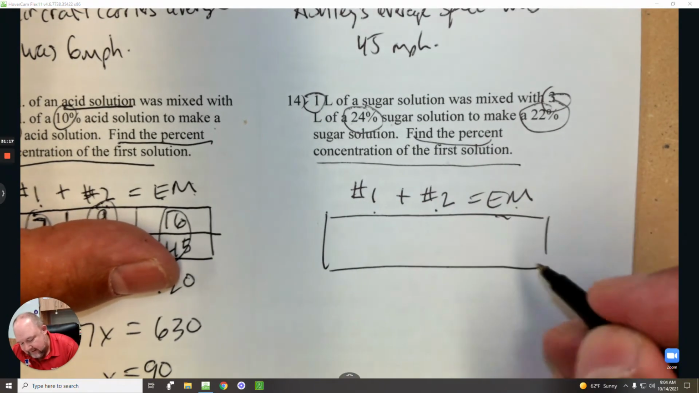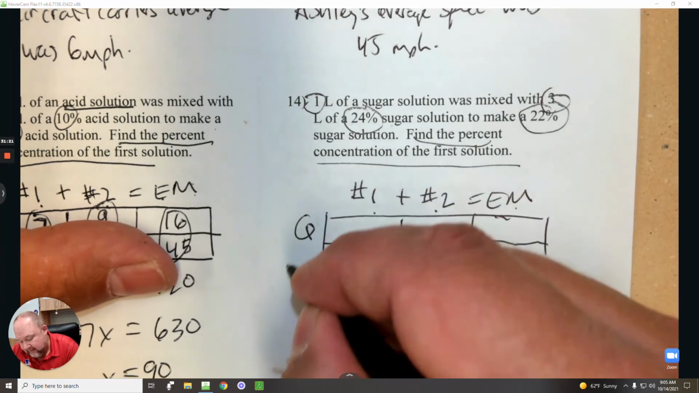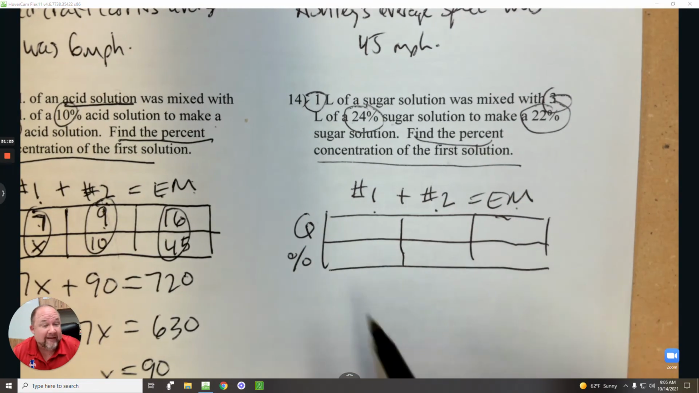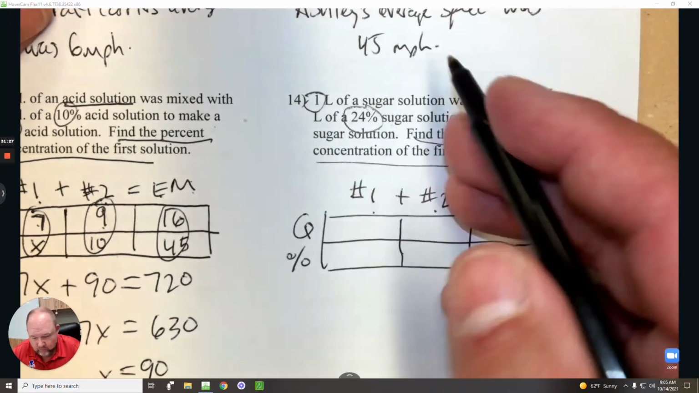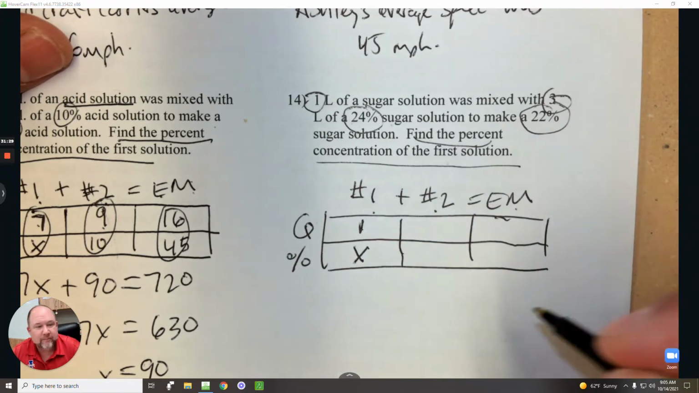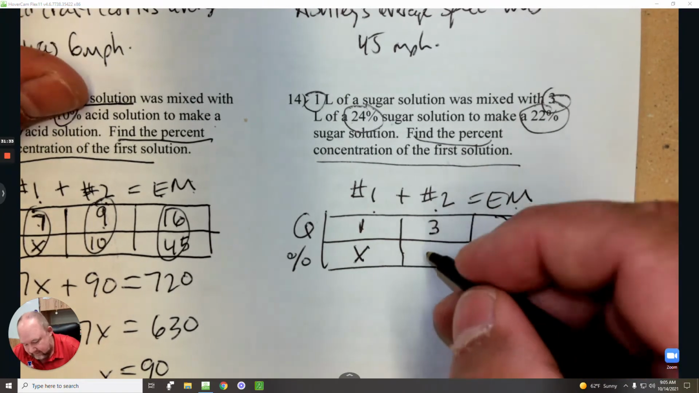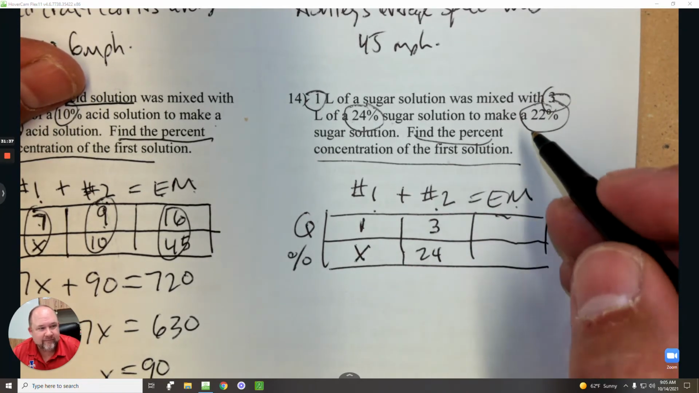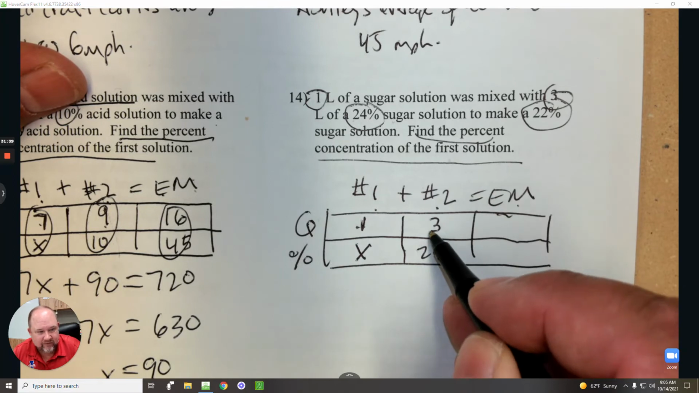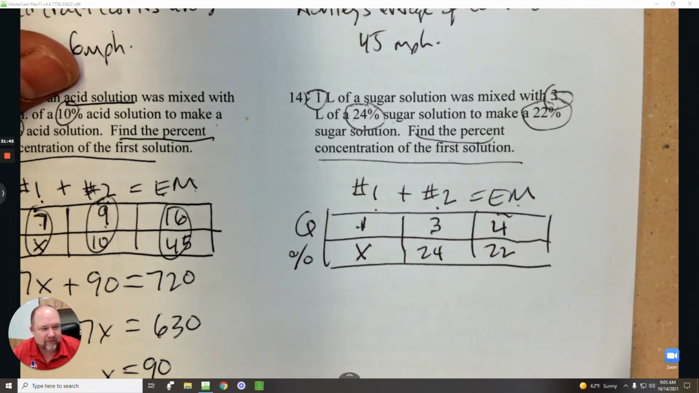Again, we're going to break it down into 2 categories, and those categories are the quantity and the percent of whatever it is. In this case, it's percent of sugar. So the first solution is 1 liter, and I don't know what the percent of sugar is. The second one is 3 liters. It has a 24% sugar solution. And then the end mix, we have to add these together, and it's 22% for the end mix.